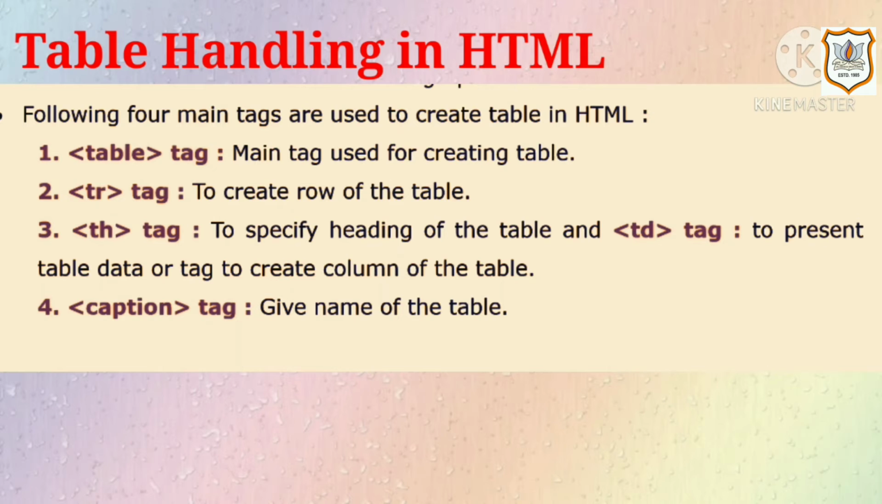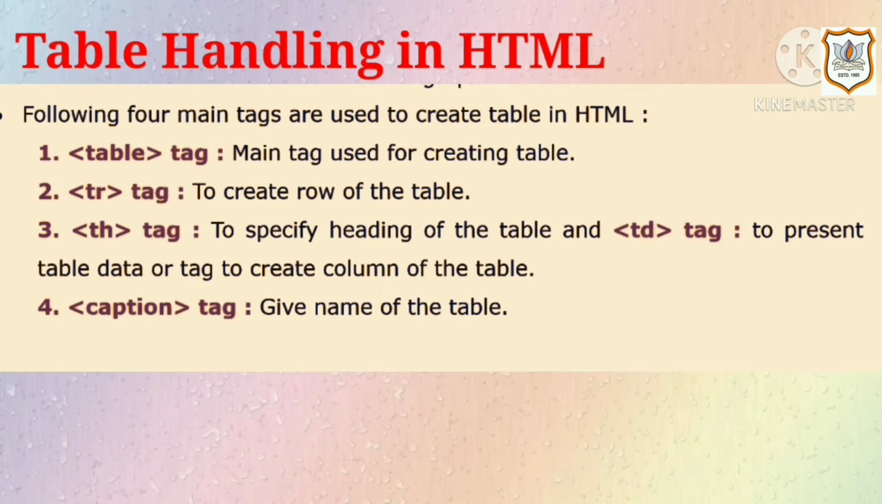There are 4 main tags that are used to create table in HTML. First one, table tag. Table tag is a main tag used for creating table. Next one, TR tag. TR represents table row. TR tag is used to create row of the table. Next one, TH tag. TH represents table heading. TH tag is used to specify heading of the table.